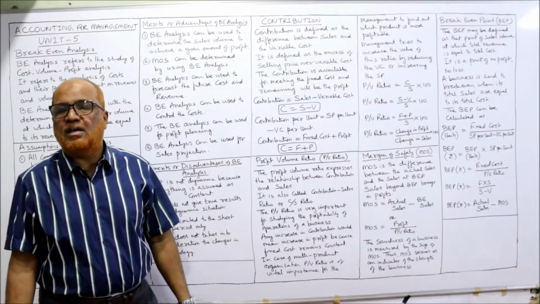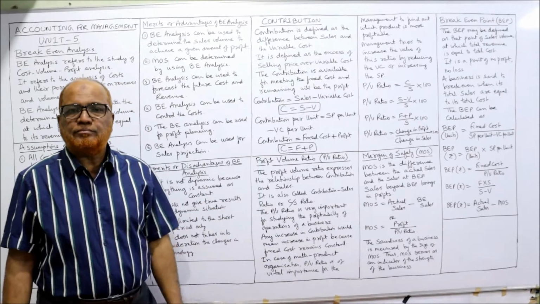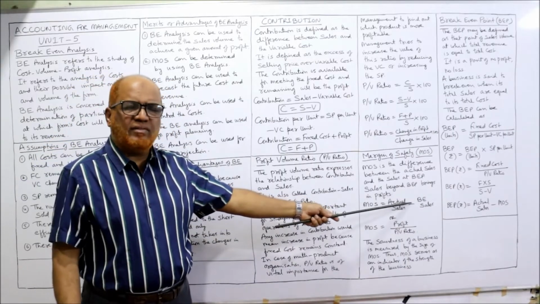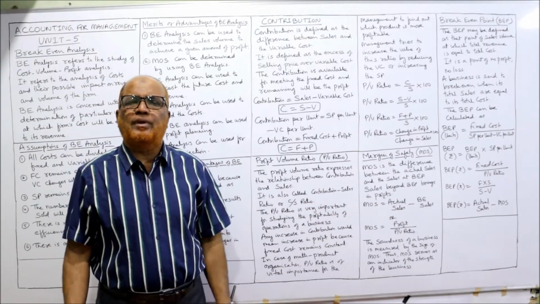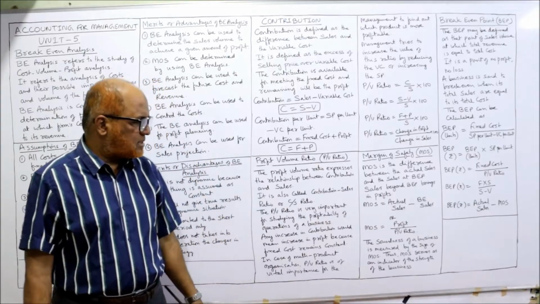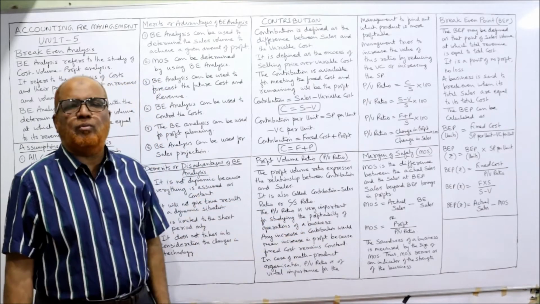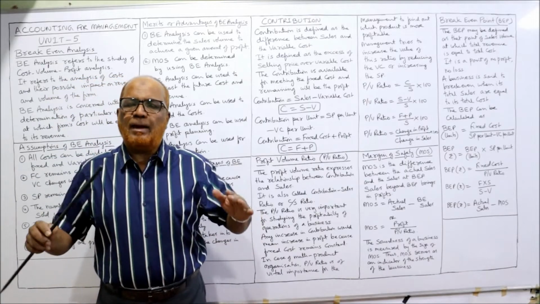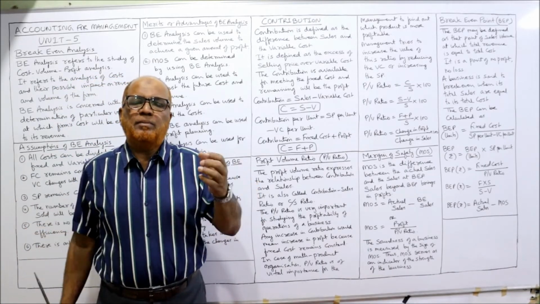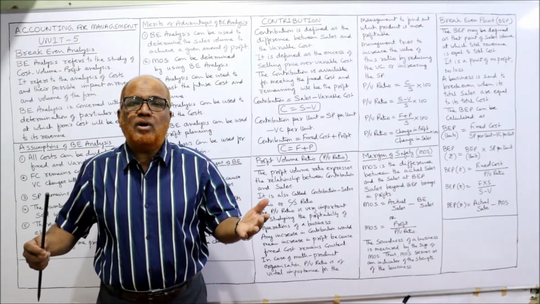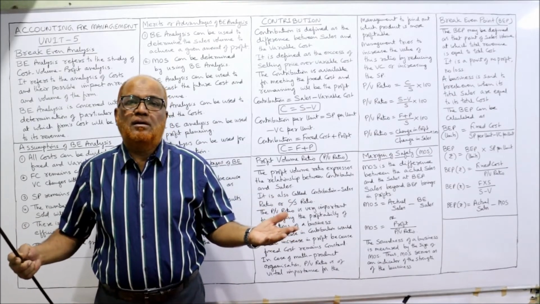One more formula is there, profit by PV ratio. Any formula you apply, whether actual sales minus break-even sales or profit by PV ratio, you will get the same answer of MOS. Now, the soundness of a business is measured by the size of MOS. If in a business the MOS is more, that means financial strength of the business is more. Higher the MOS, better it is.